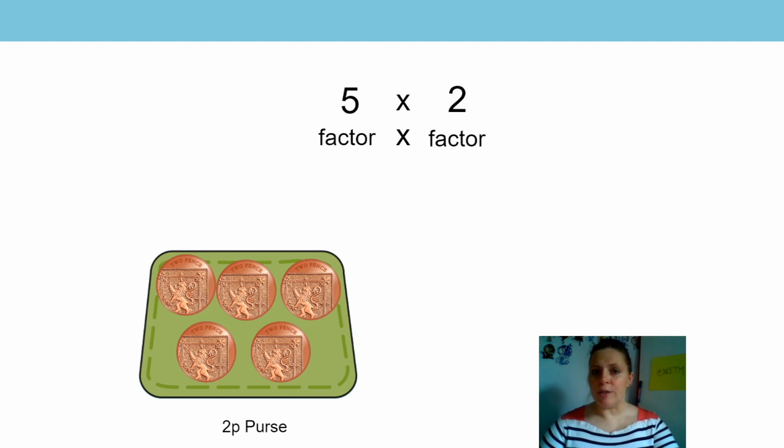So my expression has factor times factor, 5 times 2, but I want to make it into an equation. I want to know the product, so I'm going to put equals, what is 5 lots of 2? 2, 4, 6, 8, 10. Maybe you just knew. Our product is 10.